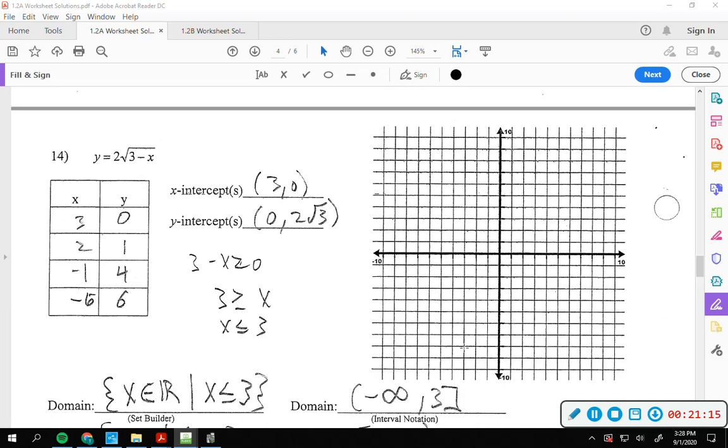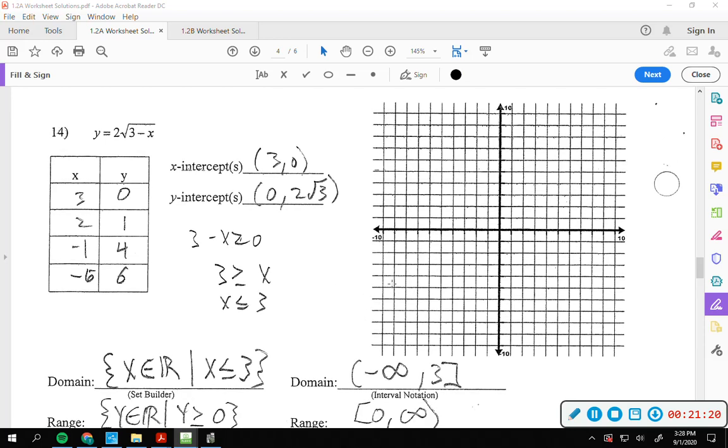Problem number 14. And again, you can kind of move back and forth, pause if you need to. On this problem, I like to start with the domain on a lot of these. It's an even root. So I know it might have a domain restriction. I need to make sure that the argument is greater than or equal to 0 because I can only take the square root of non-negative numbers. If I add x to the other side, that's the same thing as saying x is less than or equal to 3. The alligator is eating the 3, not the x. There's my domain. So I start at negative infinity, I go up to 3, and I bracket because it's included.